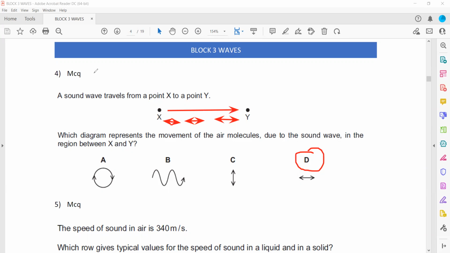If the same question was there, and instead of sound waves, they asked about water waves moving along points X and Y, then what should be the right answer? Because water waves are transverse, the direction of the particle is perpendicular to the direction of the wave, like up and down. So in that case, C will be the answer. But because the question is about a sound wave, the particles vibrate parallel to the direction of the wave. That's why D is the right answer.